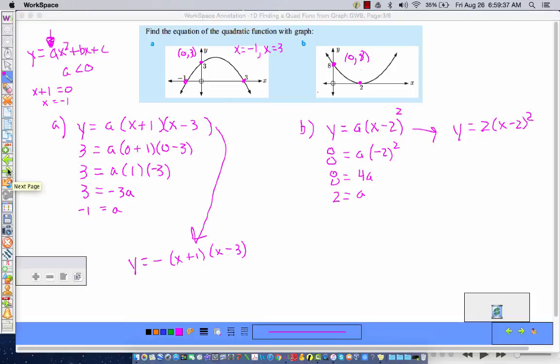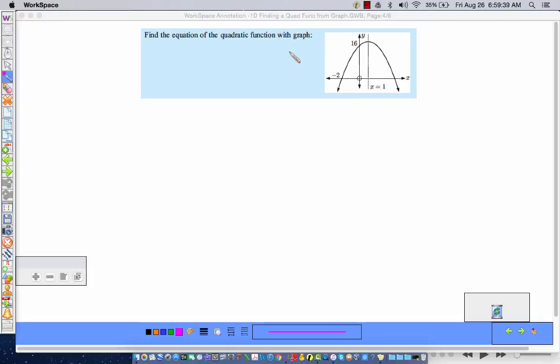Alrighty, so let's try another one. Find the equation of the quadratic with this graph. All right, so we have an x-intercept here. We do not know what this is, but we do know what the axis of symmetry is, right?